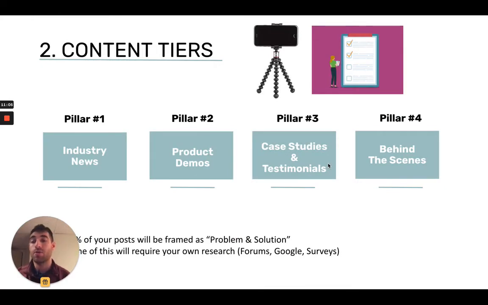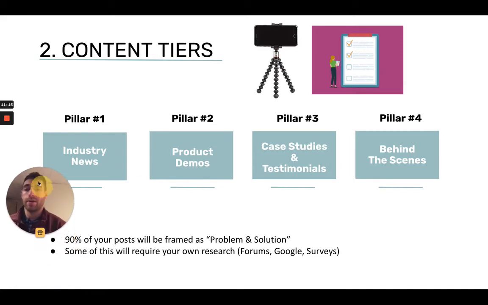So number 2, we're going to talk about content tiers. This is where we actually start doing sort of the fun part and start planning everything out ahead and sort of framing what this might look like. So once again, I'm going to move myself. So we have 4 pillars. We have industry news, product demos, case studies, testimonials, and then behind the scenes.